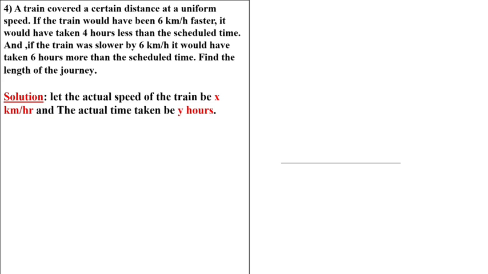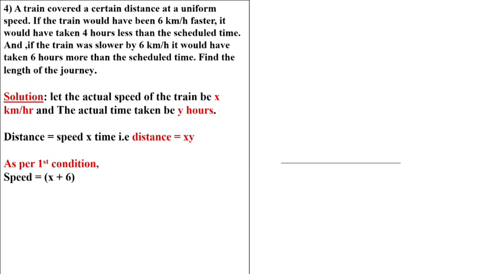Let the actual speed of the train be x km per hour and the actual time taken by the train be y hours. As we know, the formula of distance is equal to speed multiplied by time. Speed we have taken x and time we have taken y, means distance equal to x multiplied by y. As per the first condition, speed is given 6 km per hour faster. Faster means x plus 6.